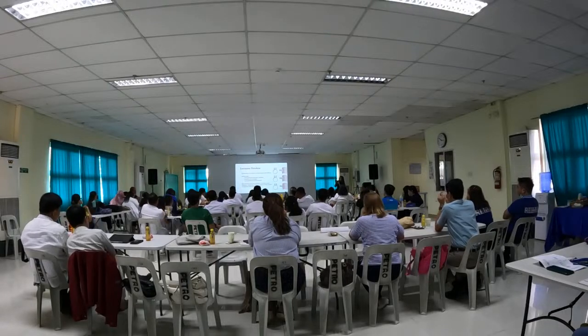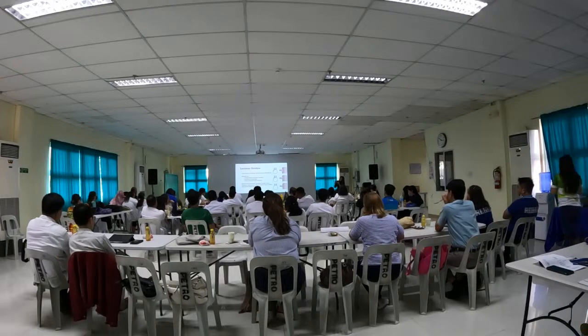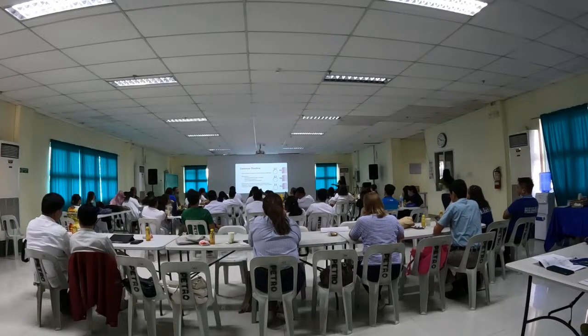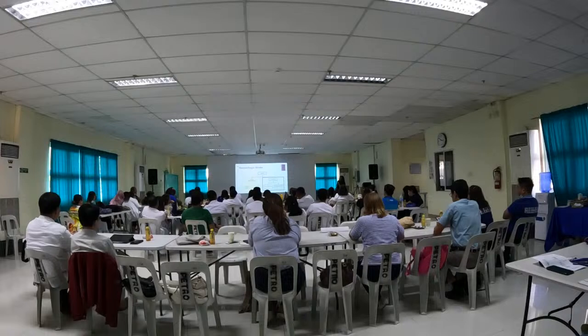These strokes are small, less than 1.5 centimeters, and of course their symptoms are also very mild. The usual locations are the basal ganglia, thalamus, pons, internal capsule, and the deep white matter. So let's now move on to hemorrhagic stroke.